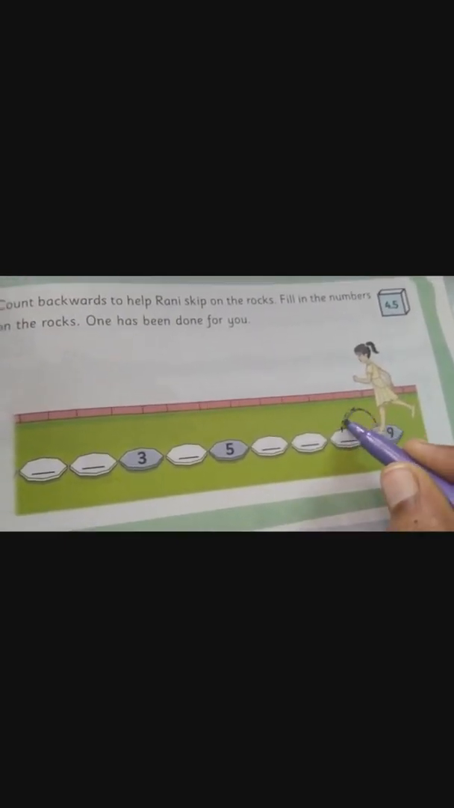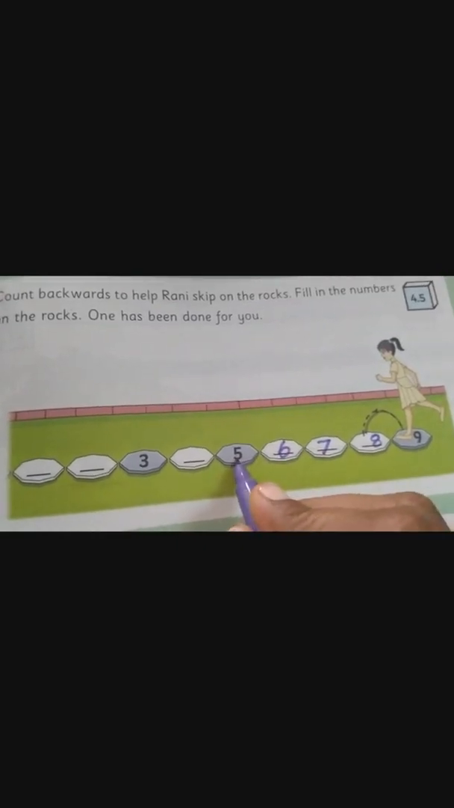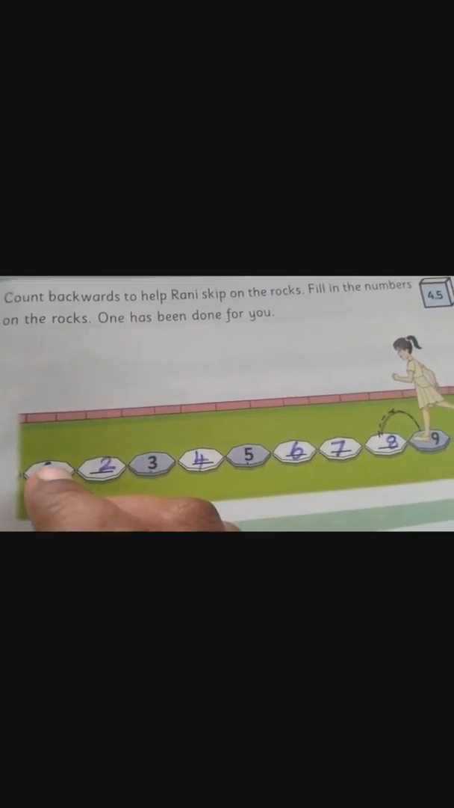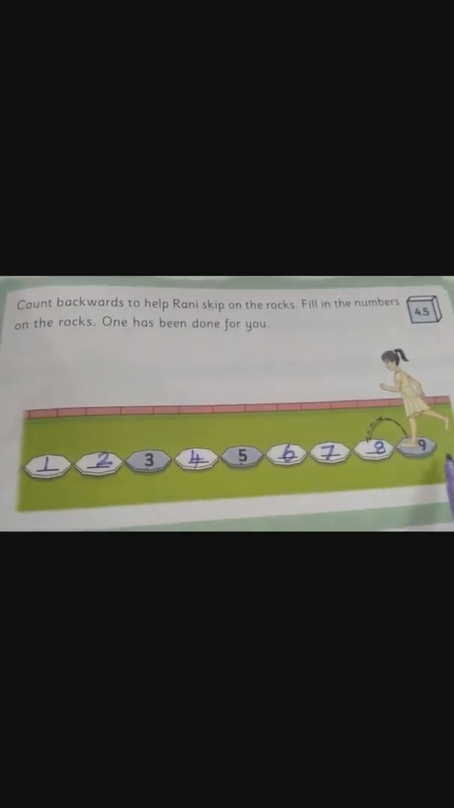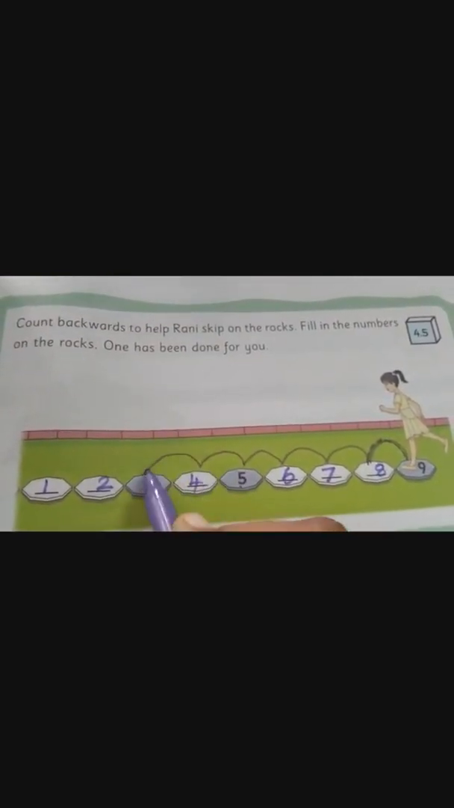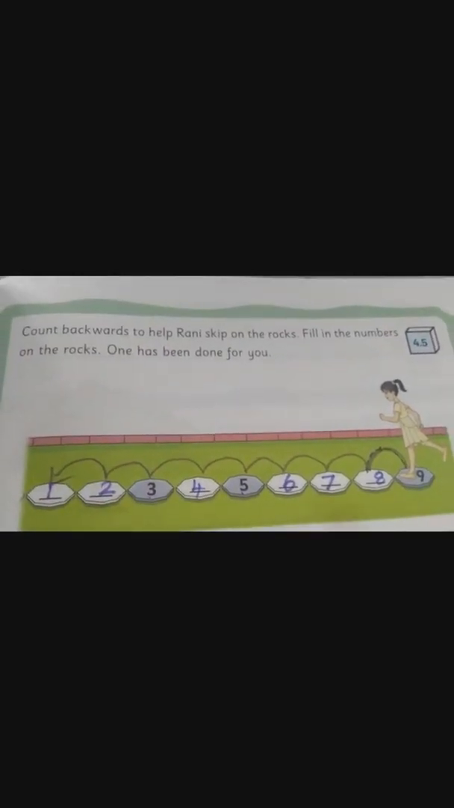Help Rani. 9 before 8. Super, children. 8 before 7. 7 before 6. 6 before 5, they have given. 5 before number 4. Super, children. 4 before 3, they have given. 3 before number 2. 2 before number is 1. What are we doing here? We are counting in backward direction.